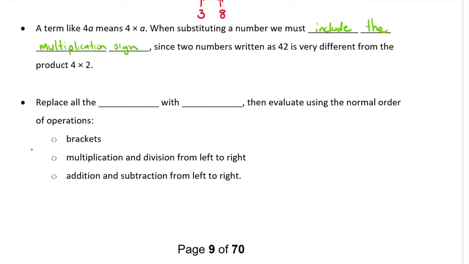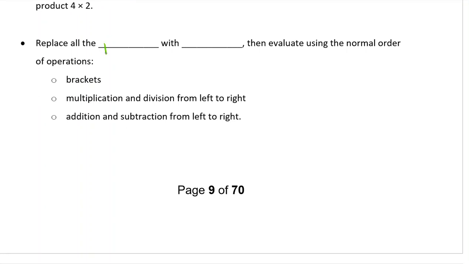Next dot point. Replace all of the pronumerals with numbers. Okay, there shouldn't be any letters left in your answer once you do this. Then evaluate using normal order of operations. Now, the truth is you don't have to do order of operations. I'm very happy for you to do it. It's good practice, but we are going to be using our calculator.